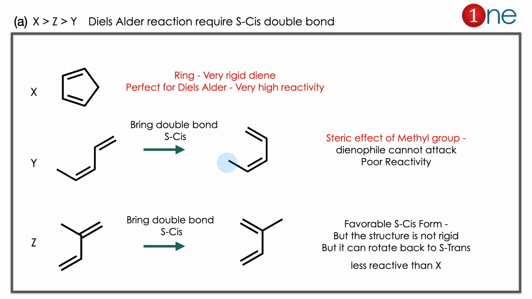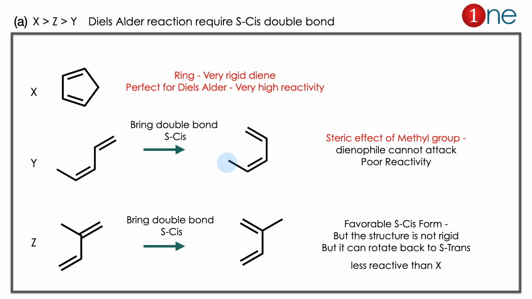So if you find it, Y will have the single bond with a methyl group nearby. In this one, the methyl group is away from that. For the Diels-Alder reaction, there should be less steric crowding. Then only the dienophile will attack there. That's why Y's reactivity will be very poor because of the steric methyl group. If you look at X, it is the perfect one, a ring, very rigid, it's a diene, and perfect for the Diels-Alder reaction. So very high reactivity.